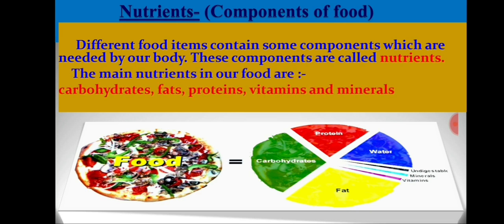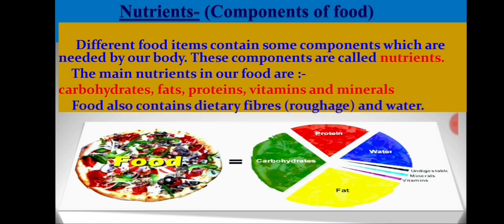The main nutrients in our food are carbohydrates, fats, proteins, vitamins, and minerals. Except these nutrients, food also contains dietary fibers, also called roughage, and water. So you can see here food is equal to carbohydrate, protein, fats, vitamins, minerals, roughage, and water. Water is also very important for our survival.